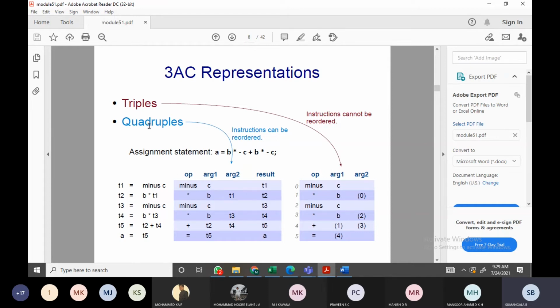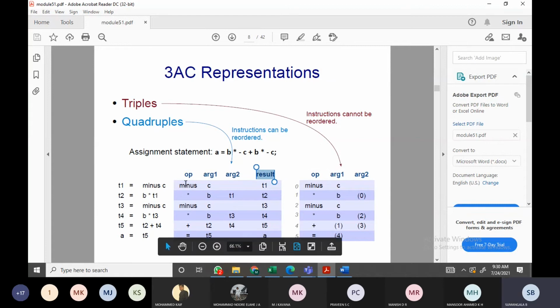As the name itself indicates, it is quadruples. That means you will be having 4 elements. Which are those 4 elements? Observe this first table from the left hand side. You have operator, then argument 1, argument 2 and the result. These 4 parameters you consider when you have quadruples. Now you have written t1 is equals to minus c, t2 is equals to b star t1. For this intermediate code, the 3 address code, you have to write the quadruples and the triples.